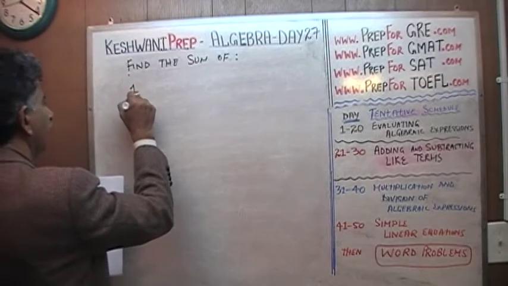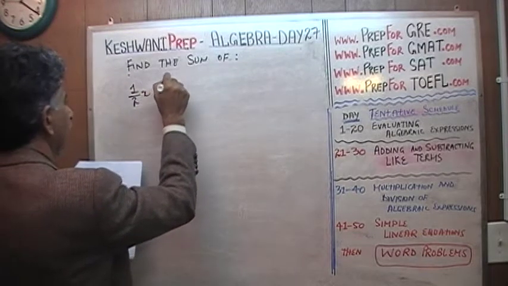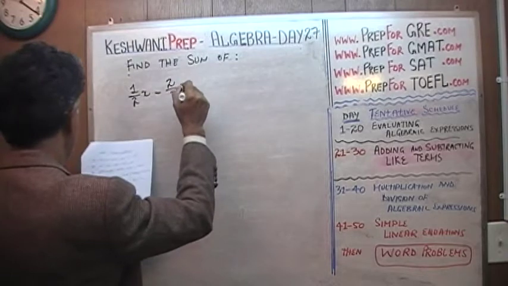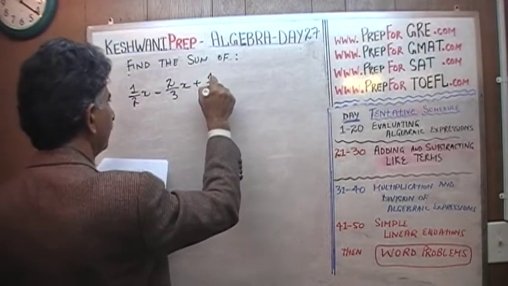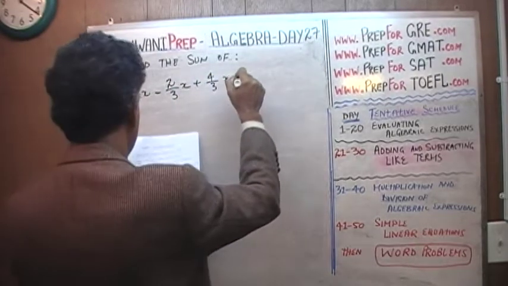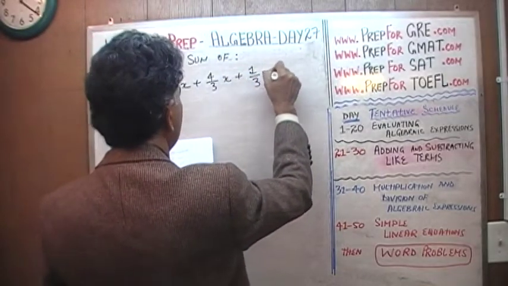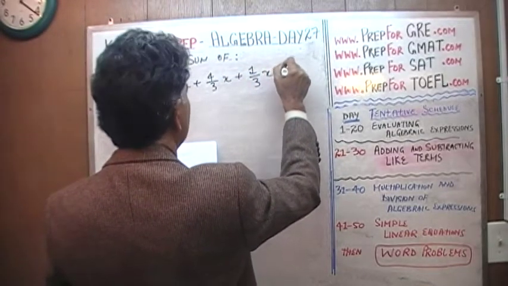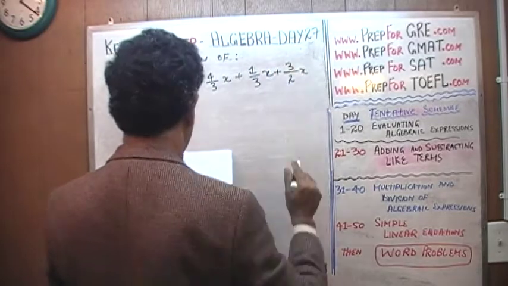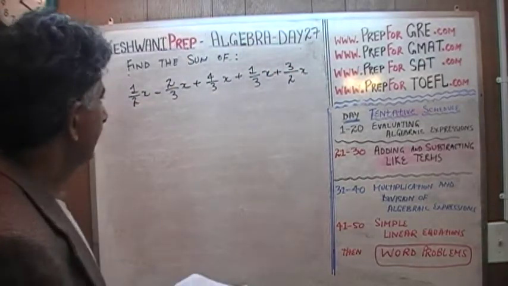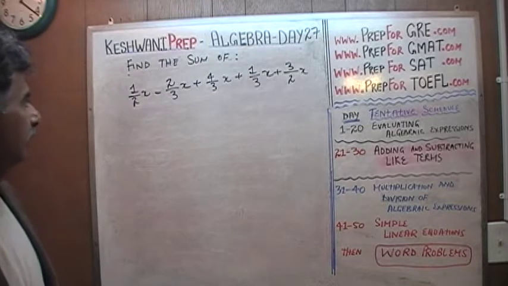A half x minus 2/3 x plus 4/3 x plus 1/3 x plus 3/2 x. I do not know why I take up so much room and leave no room to write the answer.